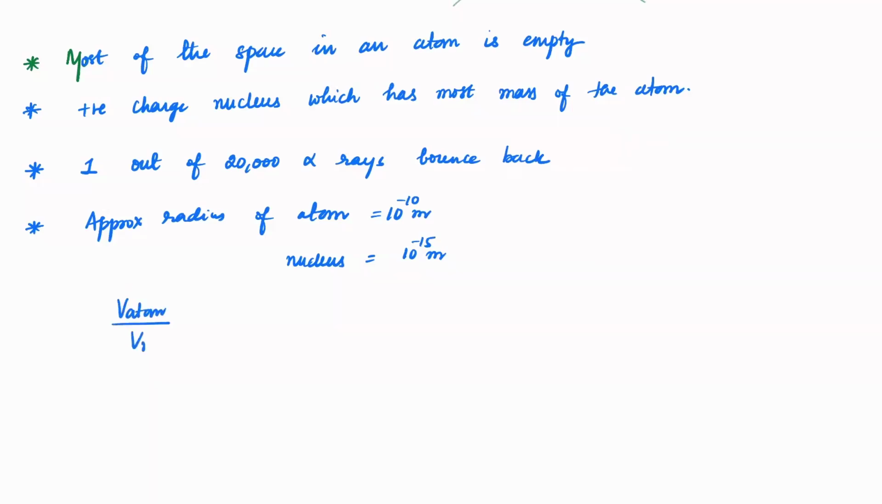Volume of an atom by volume of a nucleus, if you compare, it is 4 by 3 pi r cube of atom by 4 by 3 pi r cube of nucleus. If you do that, it comes out to be 10 raised to power of 15, which implies that the volume of an atom is around 10 raised to power of 15 times bigger than the volume of the nucleus. This has been a very frequent question in JEE, so you should remember how volume of atom and nucleus are related to each other.